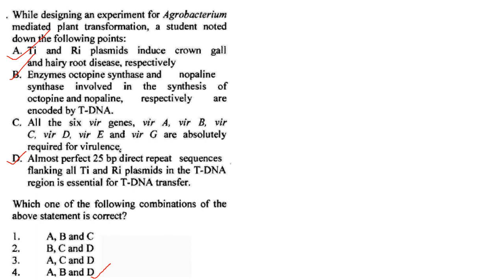That is also correct. All of the 6 Vir genes, Vir A, B, C, D, E, G are absolutely required for virulence. They are not absolutely required. So option C is not correct. Almost perfect 25 base pair direct repeat sequences flanking all TI and RI plasmid in the tDNA region is essential for tDNA transfer. That is also correct. So the options A, B, D are correct. Answer is option 4. The next one.